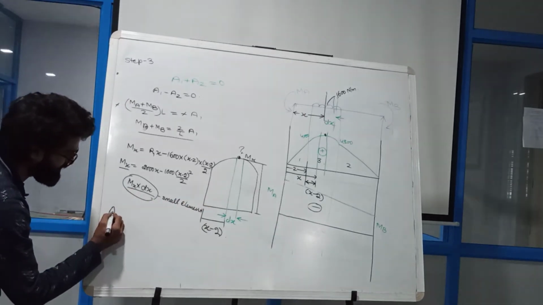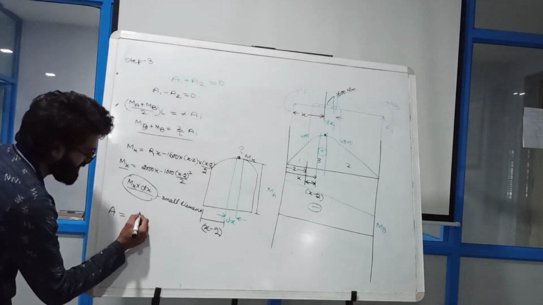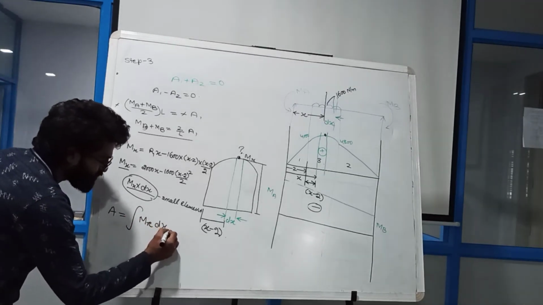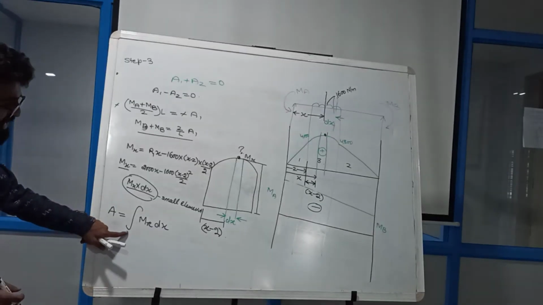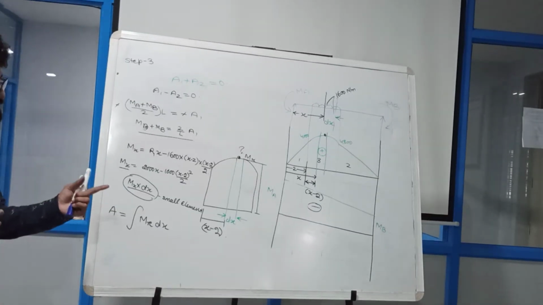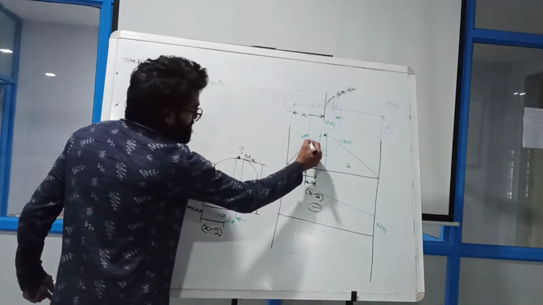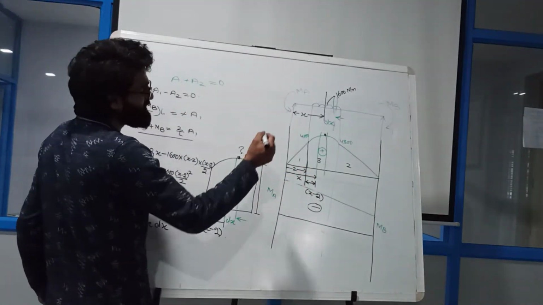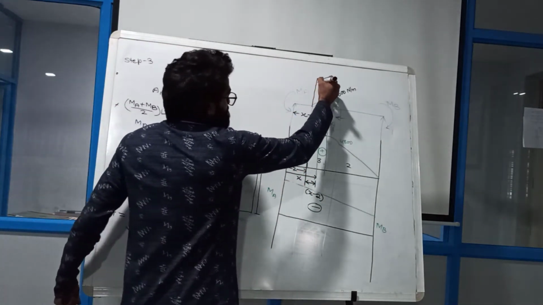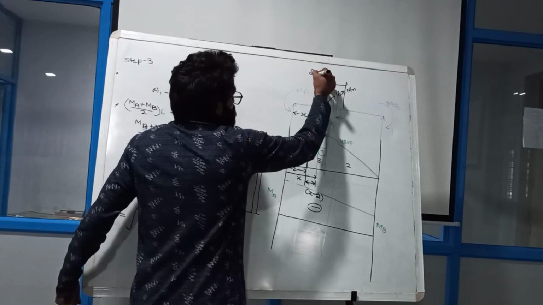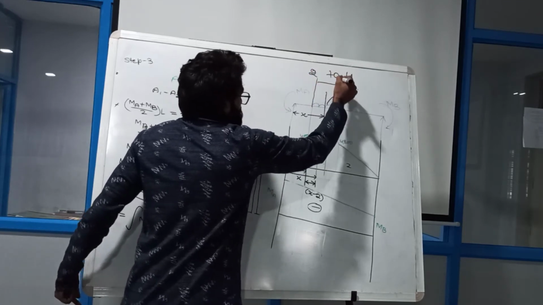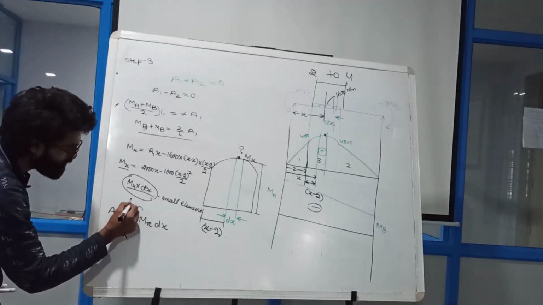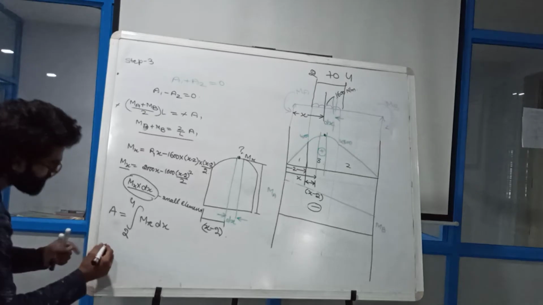So let us calculate the area. Integration of Mx into dx. I am doing integration, but what is the limit? From where to where? This is the figure. What is the value up to here? What is my distance for this? For this my distance is 2 to 4. So my limit is 2 to 4.